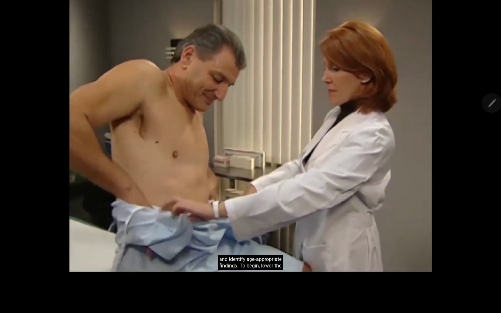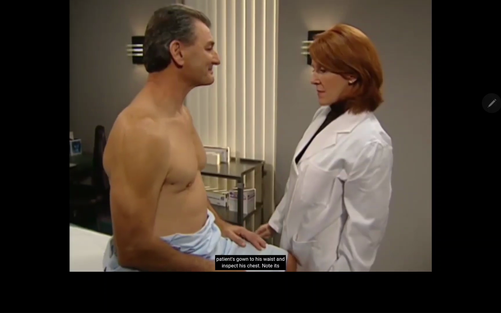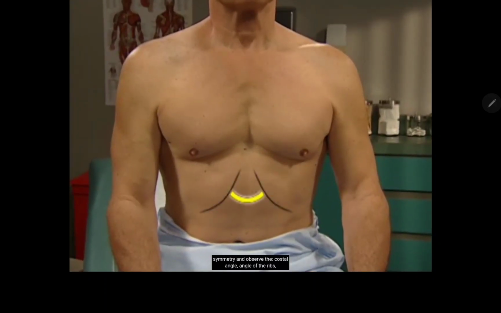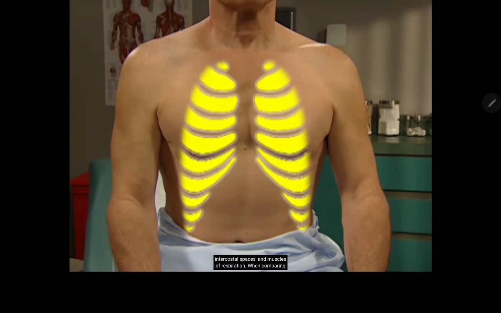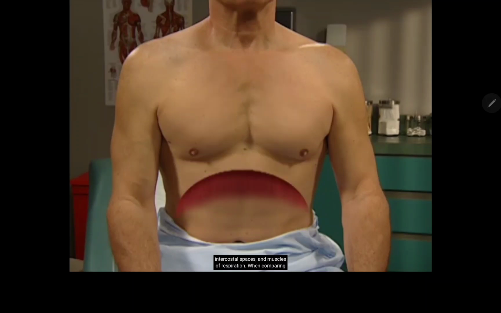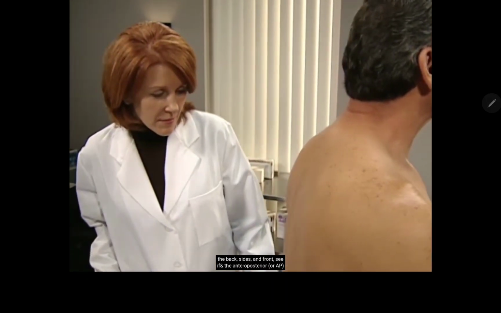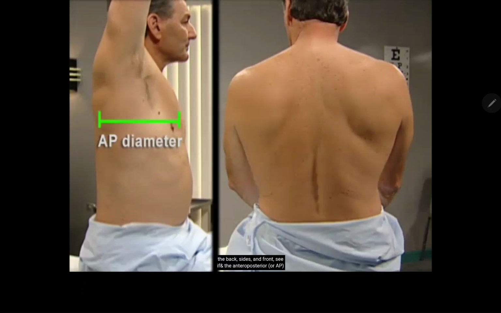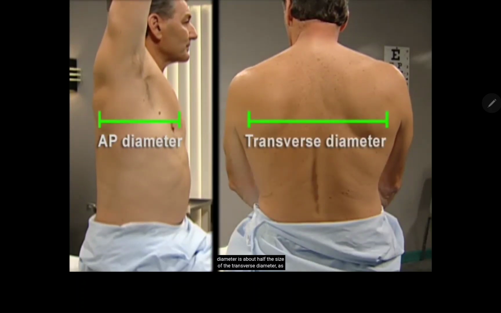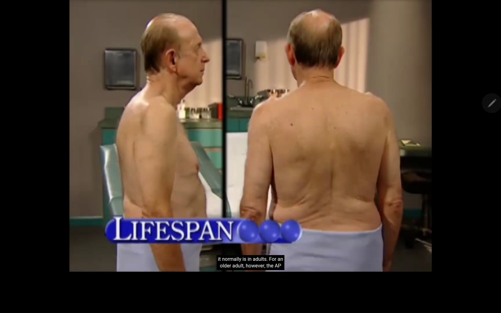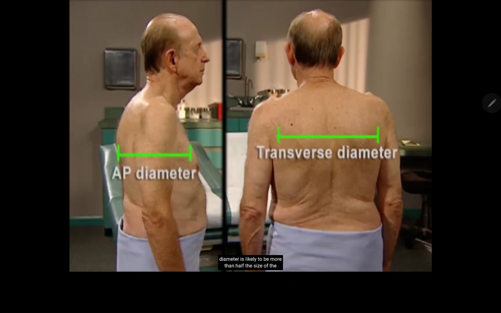To begin, lower the patient's gown to his waist and inspect his chest. Note its symmetry and observe the costal angle, angle of the ribs, intercostal spaces, and muscles of respiration. When comparing the back, sides, and front, see if the antero-posterior, or AP diameter, is about half the size of the transverse diameter, as it normally is in adults. For an older adult, however, the AP diameter is likely to be more than half the size of the transverse diameter.